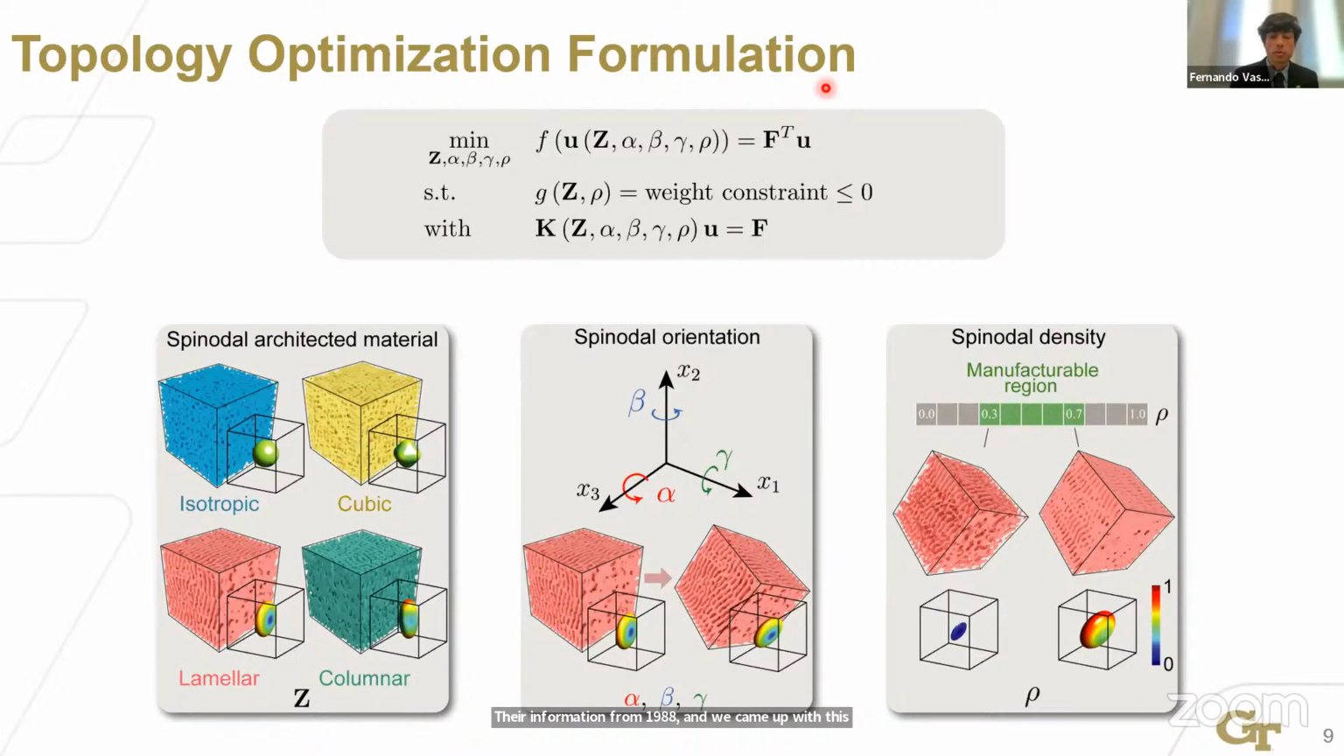Here we have the optimization problem where we minimize compliance with a constraint on the total weight. We have one set of variables Z that controls the distribution of the spinodal material class, a set of variables alpha, beta, and gamma that controls the orientation, and a variable rho that controls the density of the material. And all of these variables are defined locally.